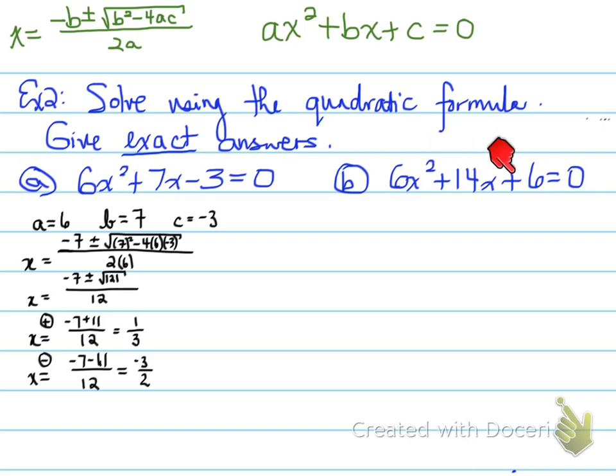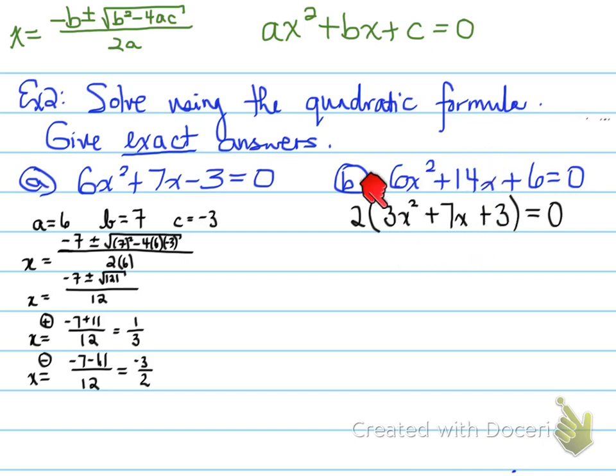6x squared plus 14x plus 6 equals 0. What's important here is you need to common factor. Always look for a common factor, if at all possible, to simplify the quadratic. It makes using the quadratic formula easier, and in fact it makes factoring easier as well. In this case, we common factor the 2 and we get 3x squared plus 7x plus 3 equals 0.